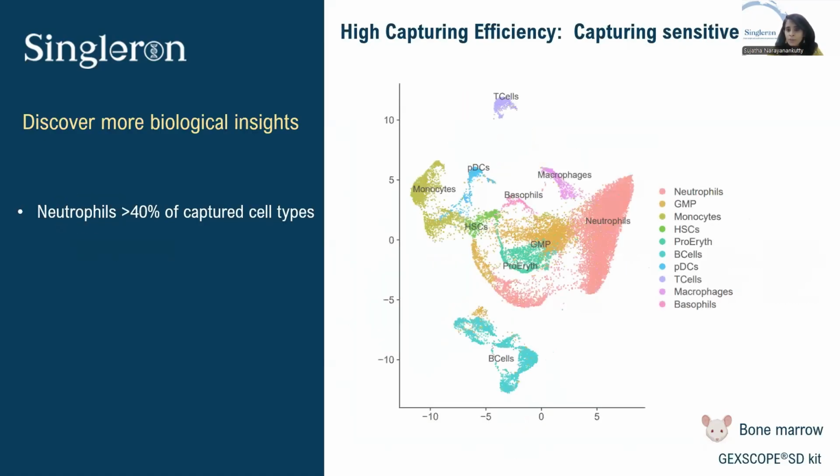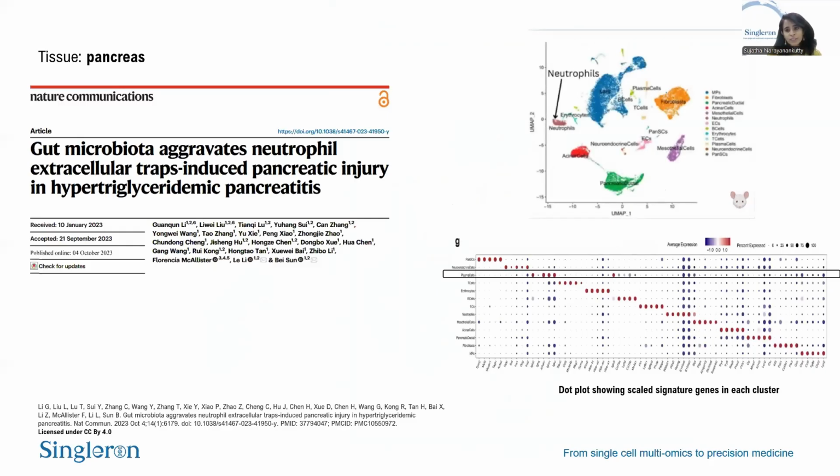And then you also capture sensitive cell types. Neutrophils are known to be quite sensitive to any sort of manipulation. And because our chip and microwell loading technology is not very harsh, you actually capture sensitive cell types like neutrophils. Just to showcase a publication here, you can see that neutrophils have been captured from pancreatic tissue.